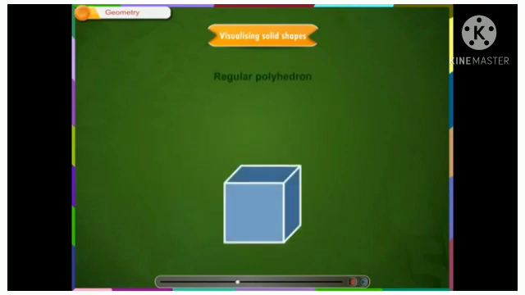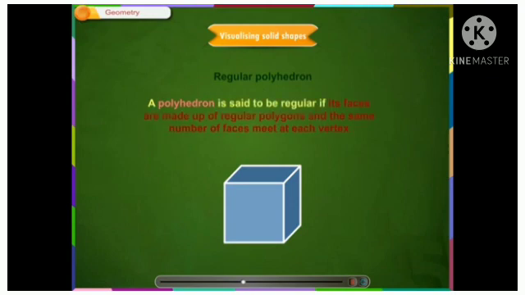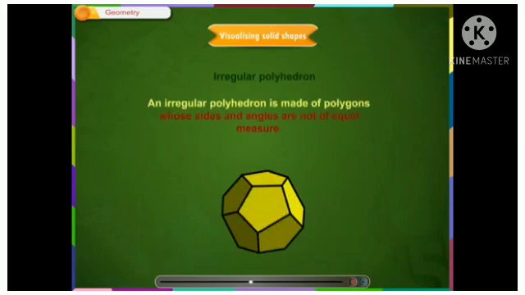Regular polyhedron. A polyhedron is said to be regular if its faces are made up of regular polygons and the same number of faces meet at each vertex. Irregular polyhedron. An irregular polyhedron is made of polygons whose sides and angles are not of equal measure.